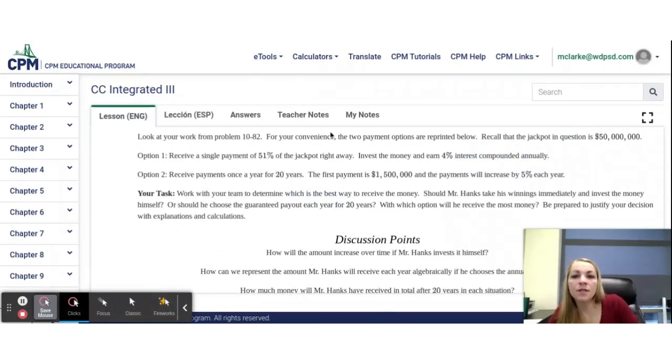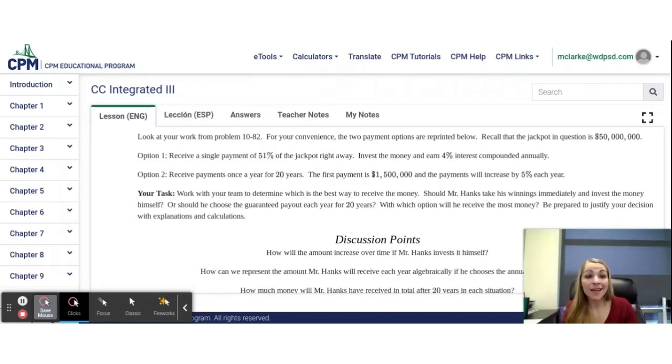Okay, so look at our options here. Let's just remind ourselves of the two options. Option 1 is to receive a single payment of 51% of the jackpot right away and invest the money at 4% interest compounded annually. The second one is to receive payments once a year for 20 years, with the first payment being $1.5 million, and the payments will increase by 5% each year. So this is the adding one. We're going to be using that geometric series formula that we just figured out.